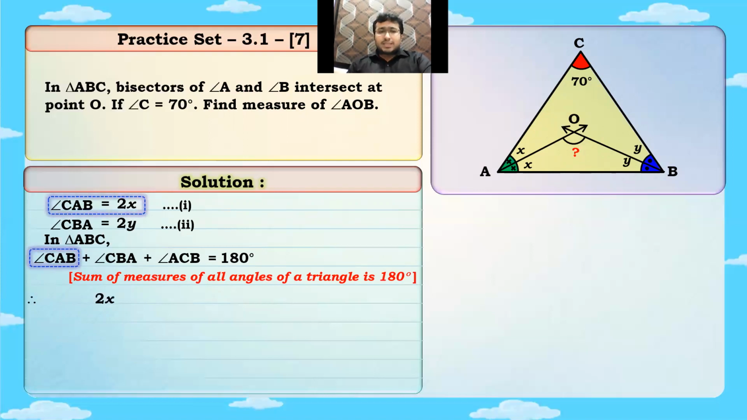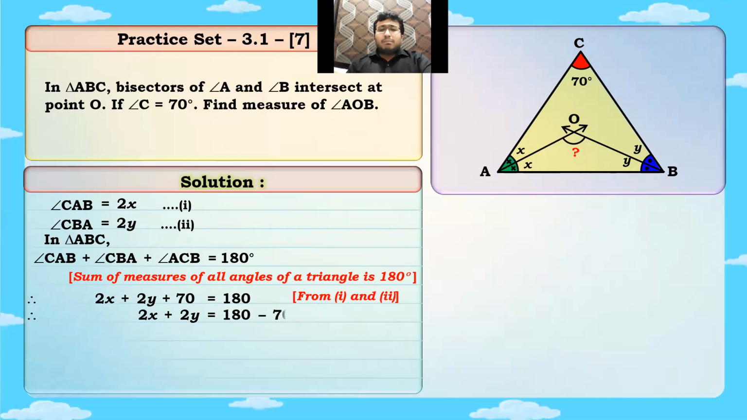CAB is 2x, CBA is 2y plus ACB. Look at the figure, student. ACB is 70, and the sum is equal to 180 from results number 1 and 2. Now students observe here, 2x plus 2y will remain as it is. Plus 70 goes here, and becomes minus. So 180 minus 70. Students, on the left hand side, tell me, can we take something common?